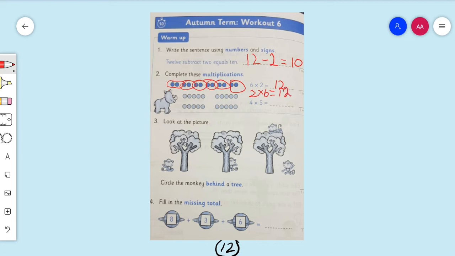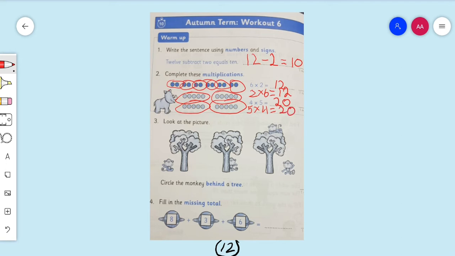The second multiplication is 4 times 5. 4 times 5 is the same as 5 times 4. So there's another picture to help us. There are 4 groups, 1, 2, 3, 4, and in each group there are 5 dots. So 5 plus 5 plus 5 plus 5 is 20. So 4 times 5 is 20, which means 5 times 4 is also 20.